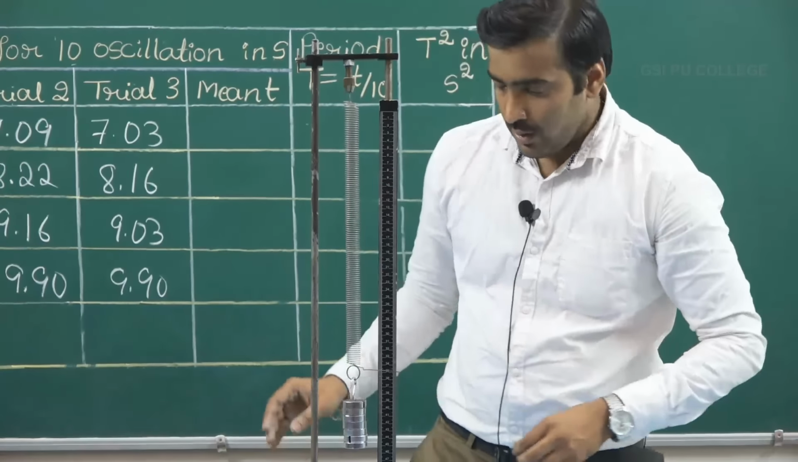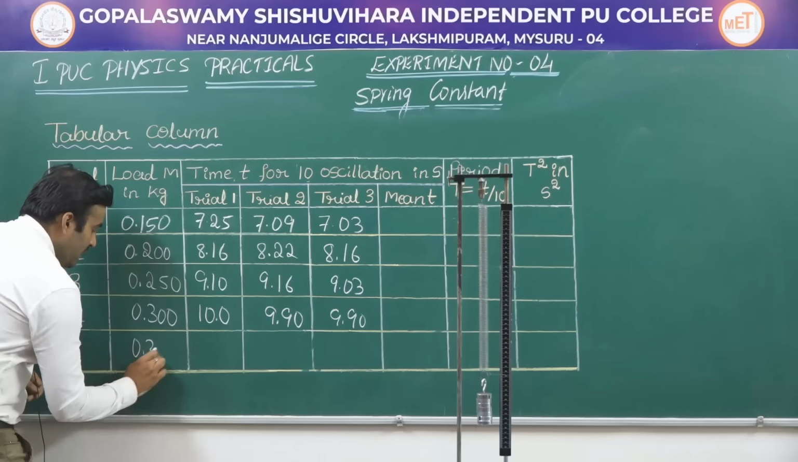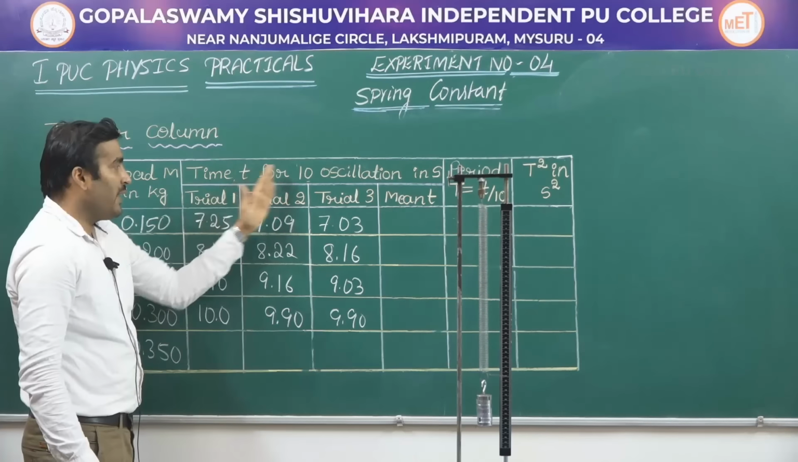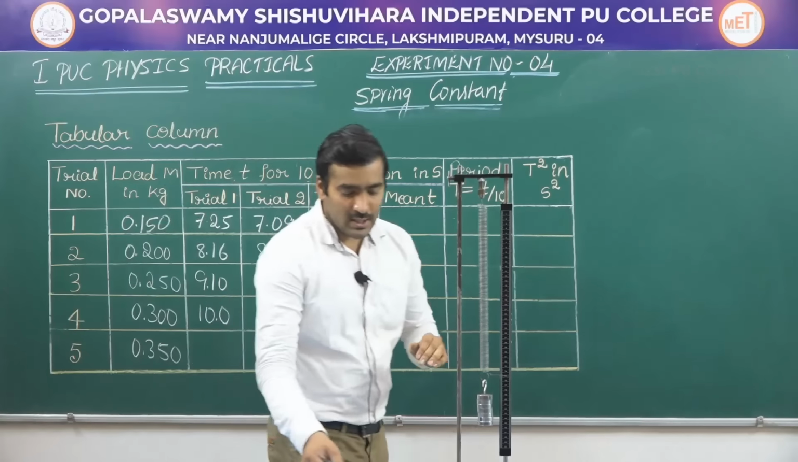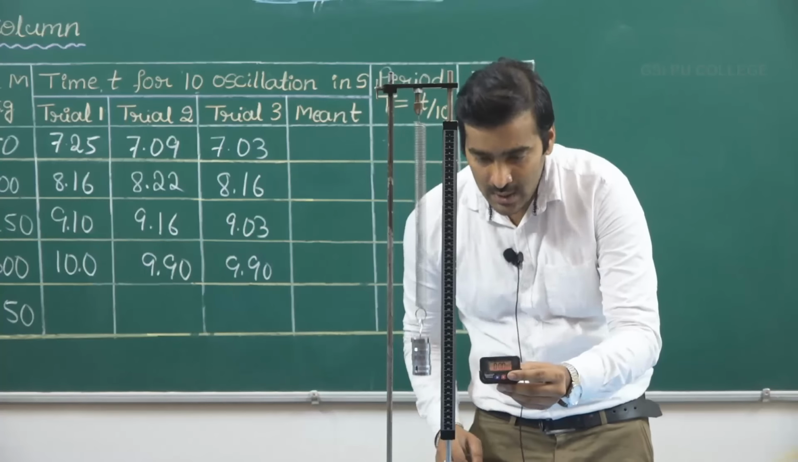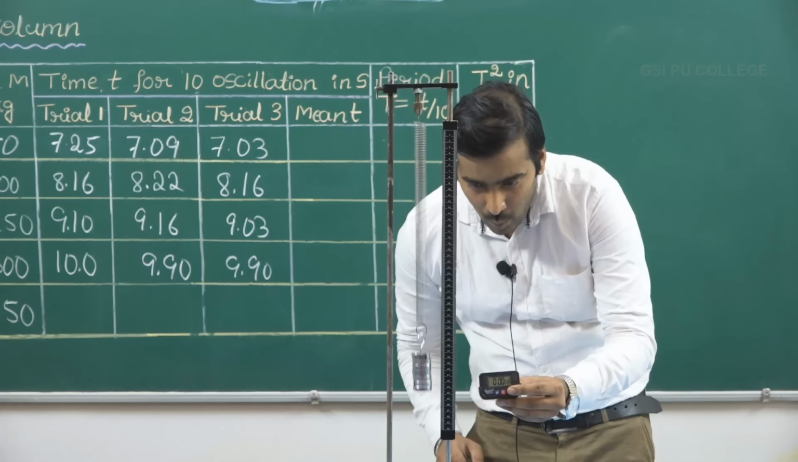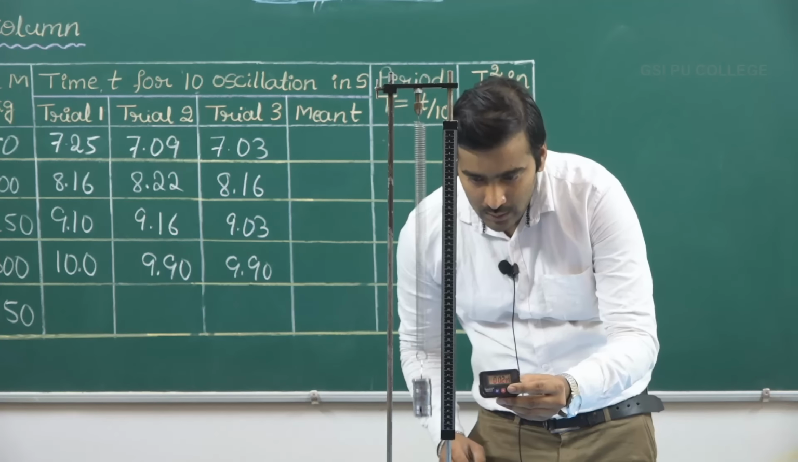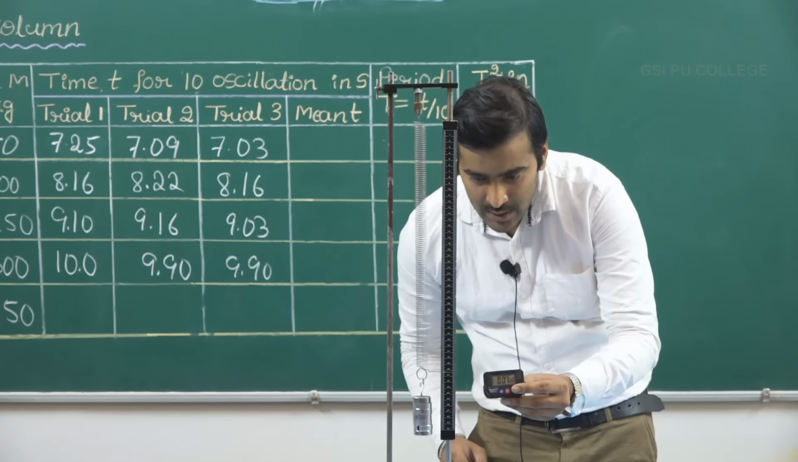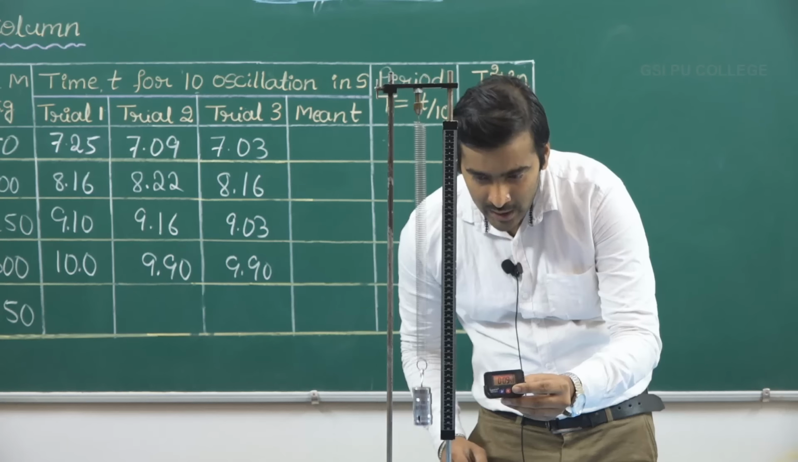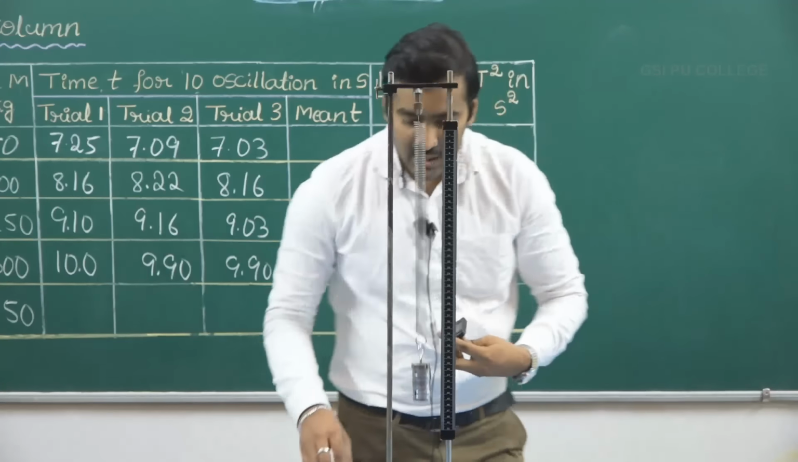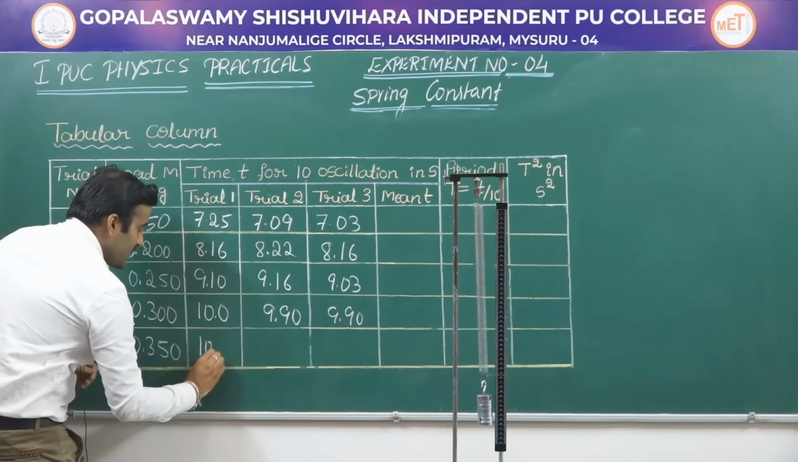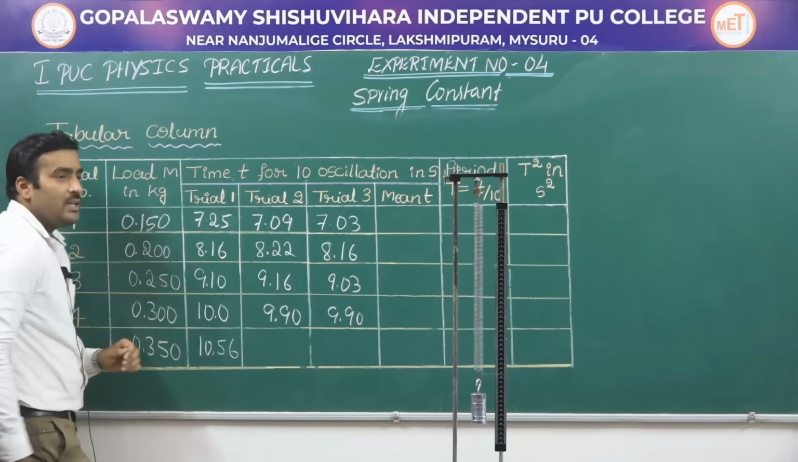Well, now we will be doing for 0.350 kg. Let's find out this column, trial number 1, 2, 3 for time taken for 10 oscillations in this case. Now it is performing vertical oscillations. 1, 2, 3, 4, 5, 6, 7, 8, 9, 10. So it took 10.56 seconds. Let me tabulate this. This is 10.56 seconds.